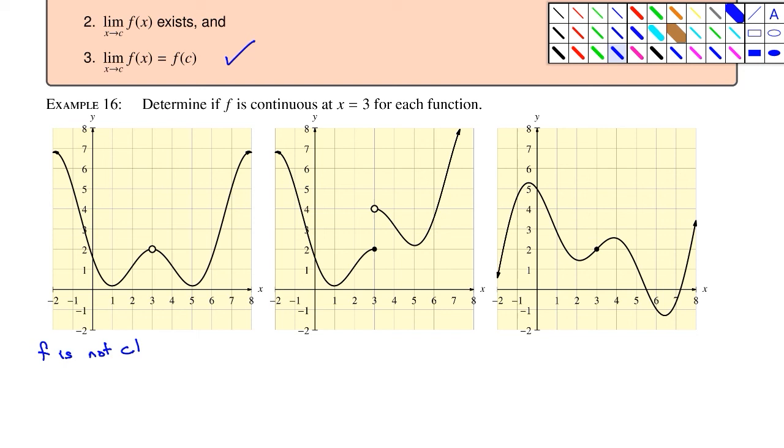The abbreviation for continuous is CTS at x equals 3 because f of 3 is undefined. And that's a violation of our first criteria.